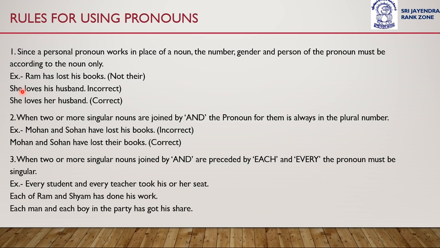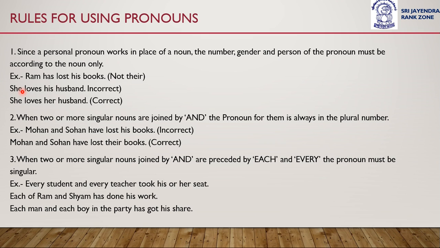Let us move on to the second rule now. When two or more singular nouns are joined by "and", the pronoun for them is always in the plural number. For example, Mohan and Sohan have lost his books is an incorrect statement. Why? Because we are talking about two singular nouns, that is Mohan and Sohan, who have lost their books. So we will be using their instead of his. Why? Because of the plural form. Alright.